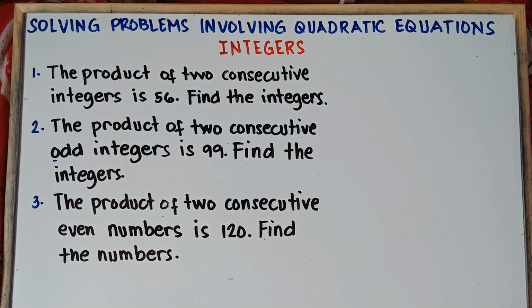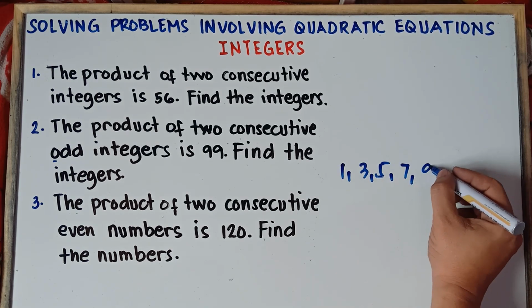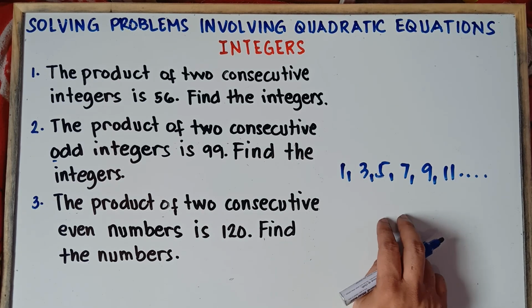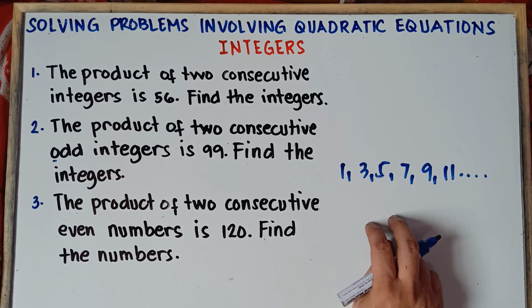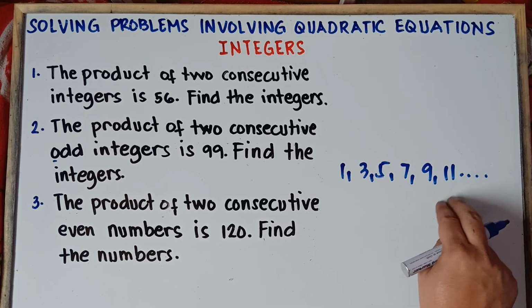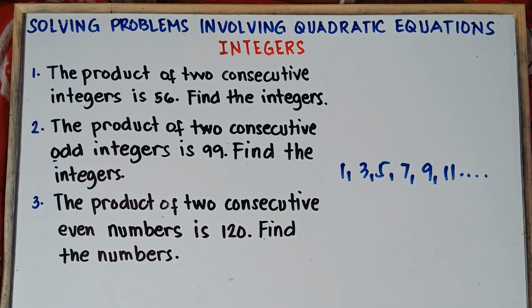Odd integers would be 1, 3, 5, 7, 9, 11, and so on. We call these odd numbers because the number is not divisible by 2. We cannot divide this number by 2, and this is what we call, class, odd integers. These are consecutive odd integers: 1, 3, 5, 7, 9, 11, and so on.